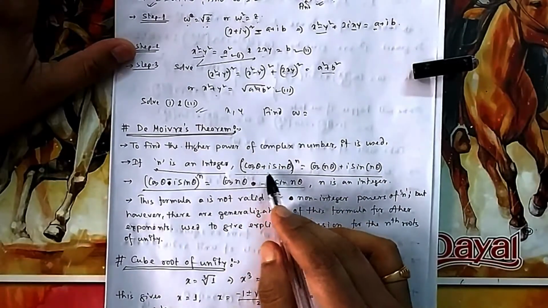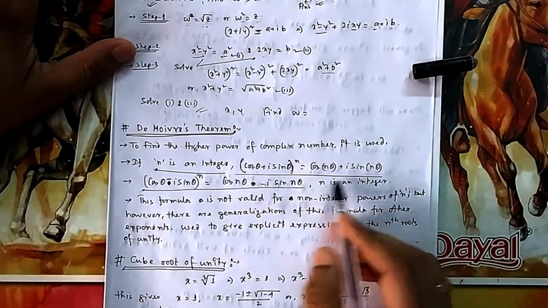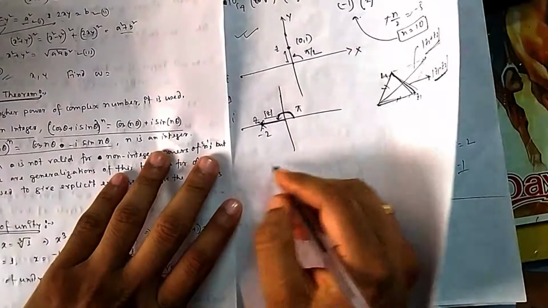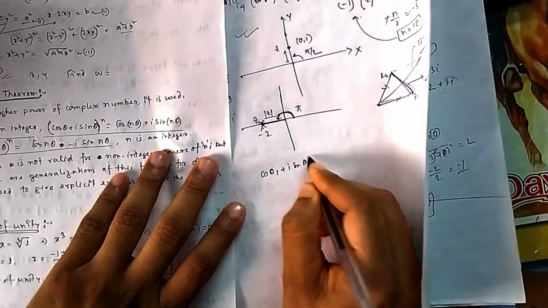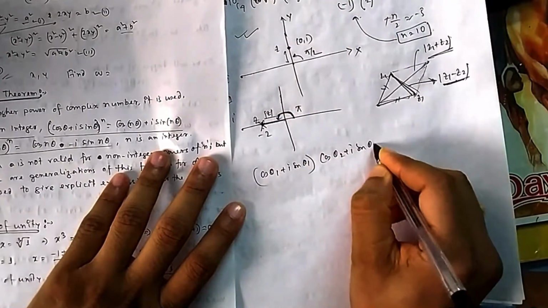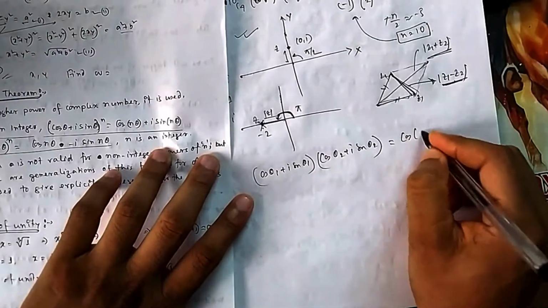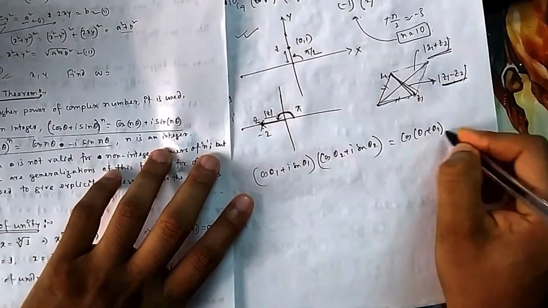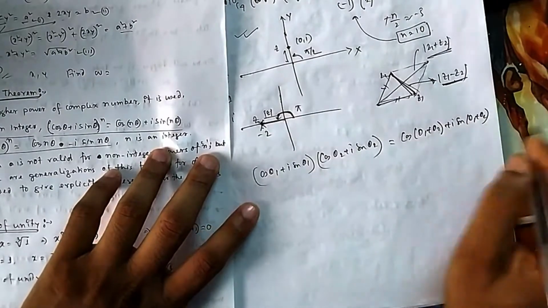Then the theorem is this: cos theta plus i sin theta to the power n is cos n theta plus i sin n theta. So this theorem can be easily proved. Suppose I take two complex numbers, cos theta 1 plus i sin theta 1 multiplied by cos theta 2 plus i sin theta 2. This one we have seen: if you multiply two complex numbers, then their arguments are added. So it is cos of theta 1 plus theta 2, which we saw in the last lecture. So this is theta 1 plus theta 2.